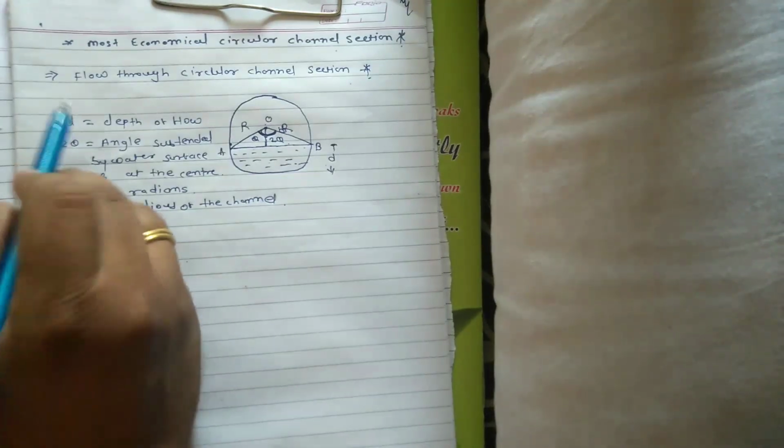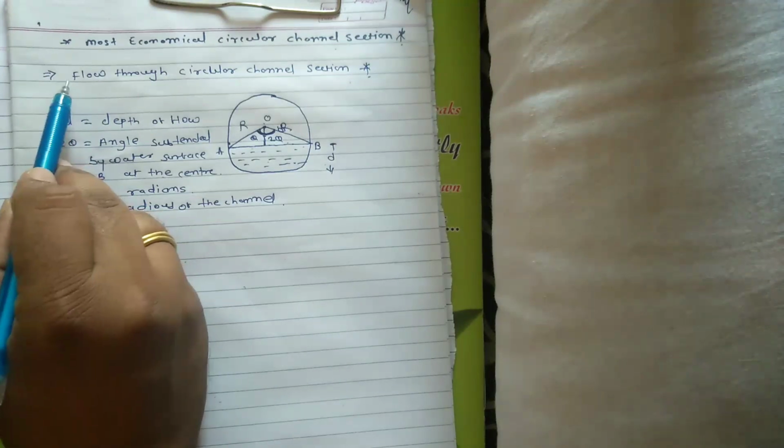Now, what is our topic? The topic is the flow through the circular channel section. Now, what does that mean?